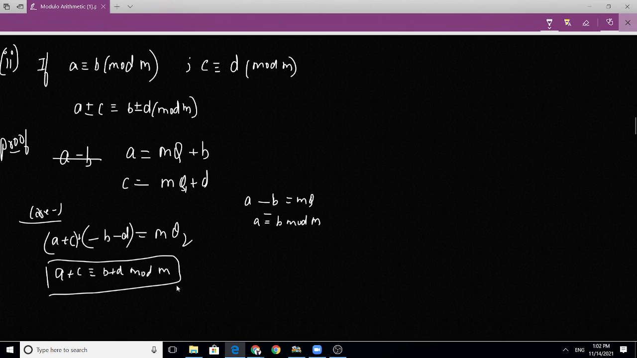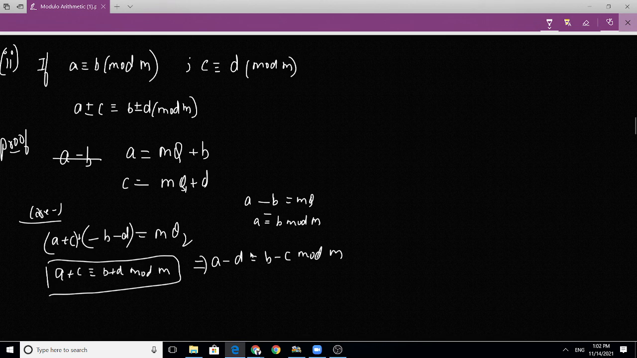And if you want to try something else also, you can write the same thing as a minus d congruent to b minus c mod m. I'm just sending c this side, so plus c becomes minus c, and d this side, plus d becomes minus d. So we get something like this.